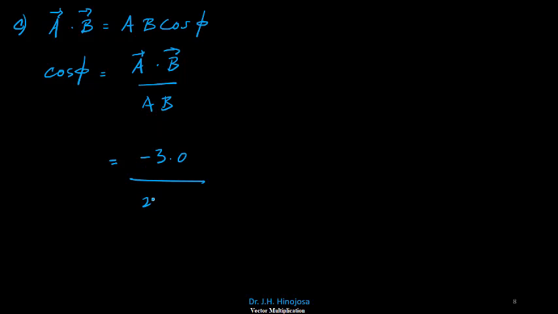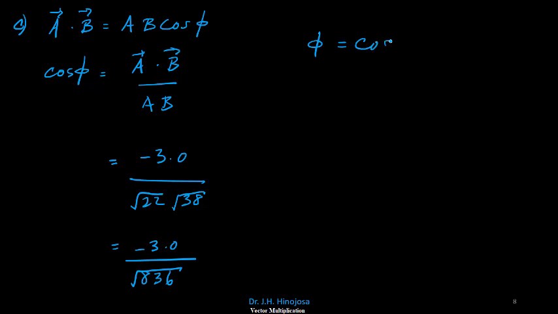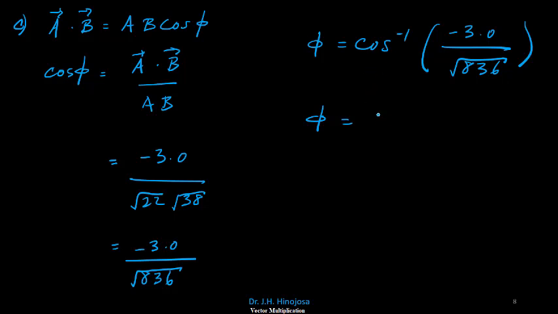The magnitude of A is the square root of 22. The magnitude of B is the square root of 38. So this is minus 3.0 divided by the square root of 836. So phi is then the inverse cosine of minus 3.0 divided by the square root of 836. So phi to two significant figures is 96 degrees.